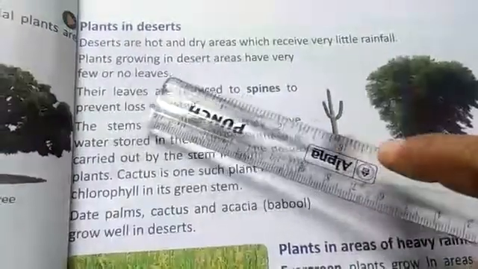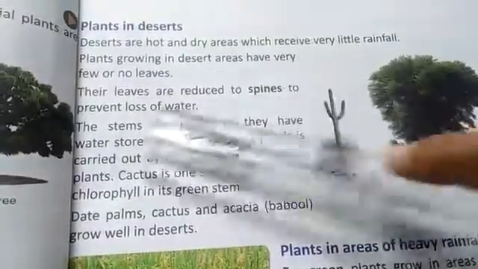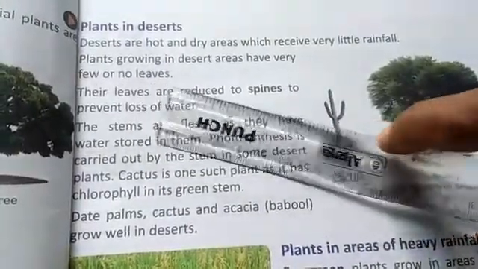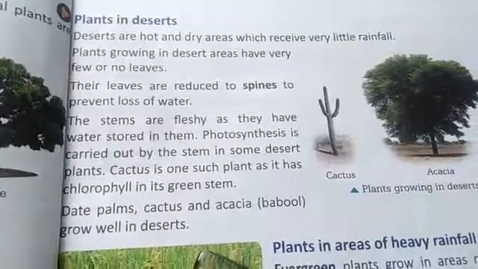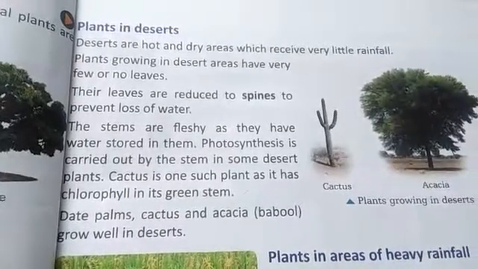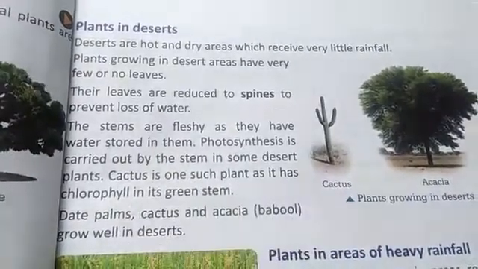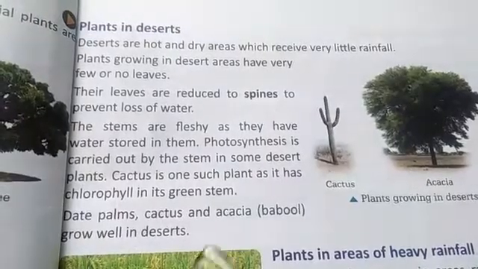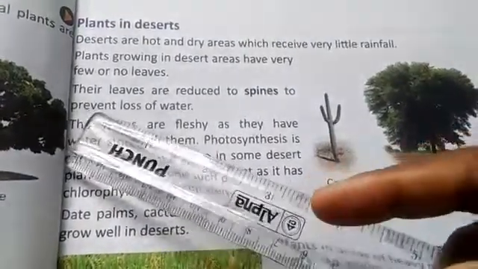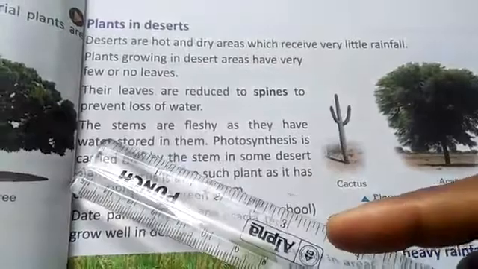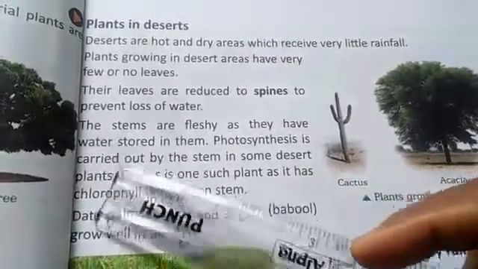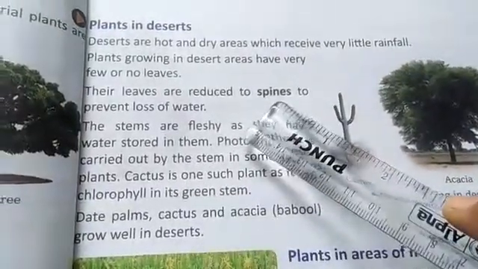So plants growing in desert areas have very few or no leaves. Means the plants that are growing in the desert either have very few leaves or do not have any leaves present on them. Their leaves are reduced. Instead of leaves, they have spines to prevent water loss.